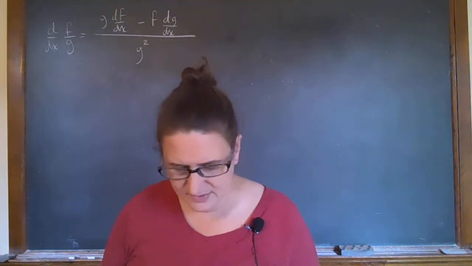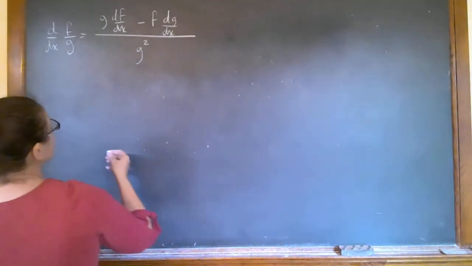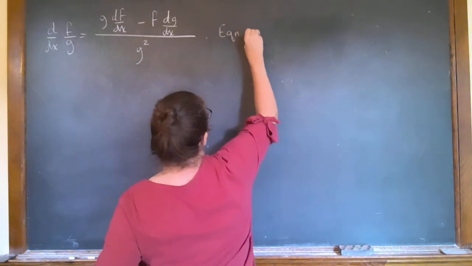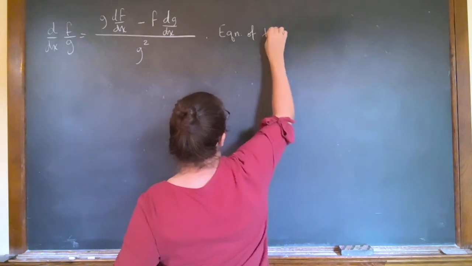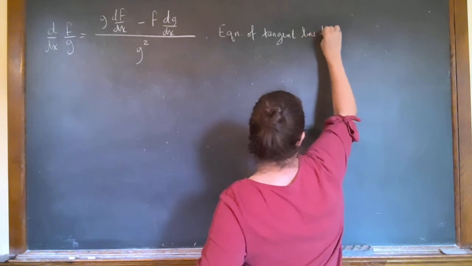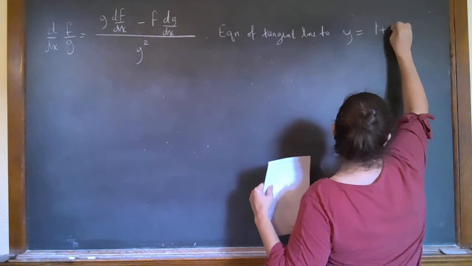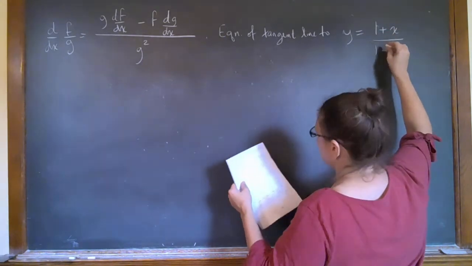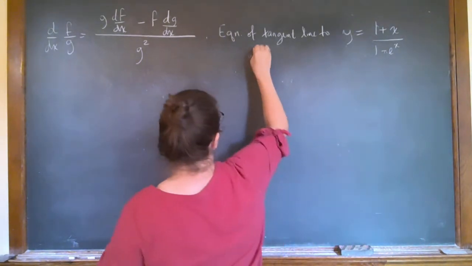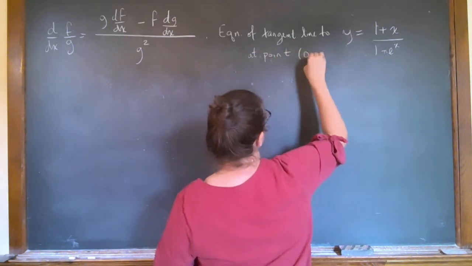is find an equation of a tangent line. So let's see what we have here. Equation, I'll write it up here. Equation of the tangent line to, what do we have here? 1 plus x over 1 plus e to the x at point 0, 1/2.